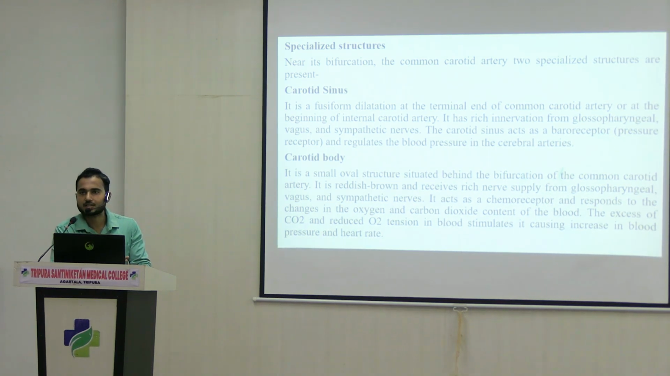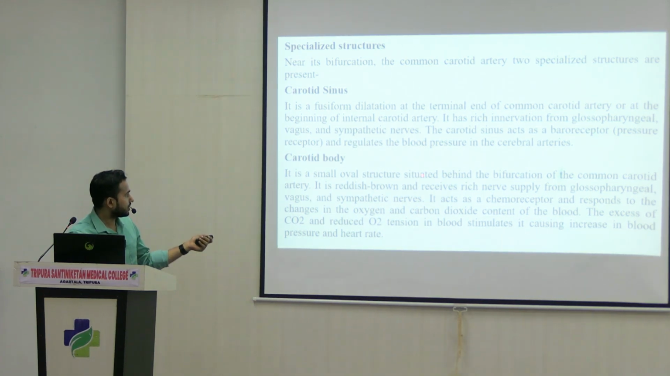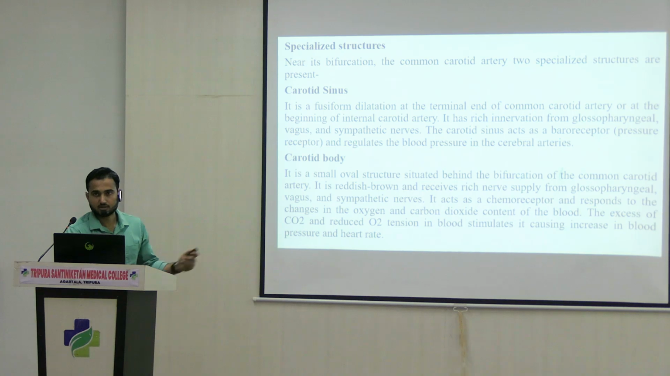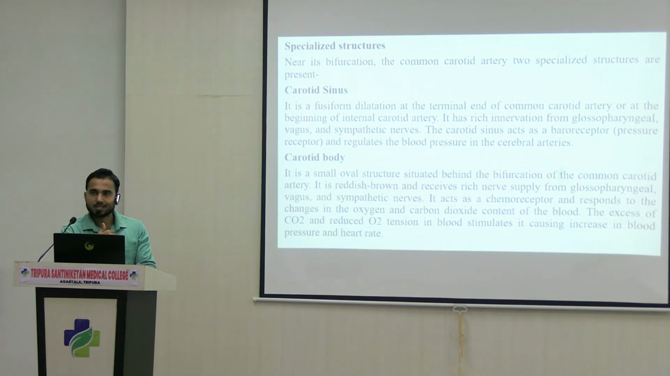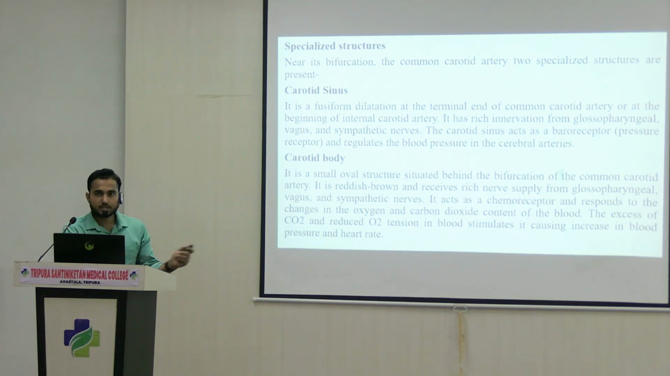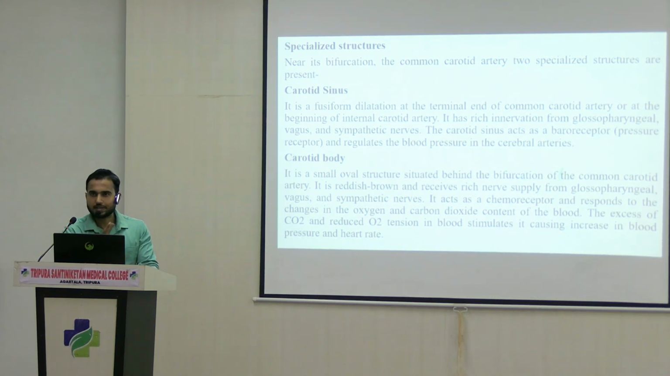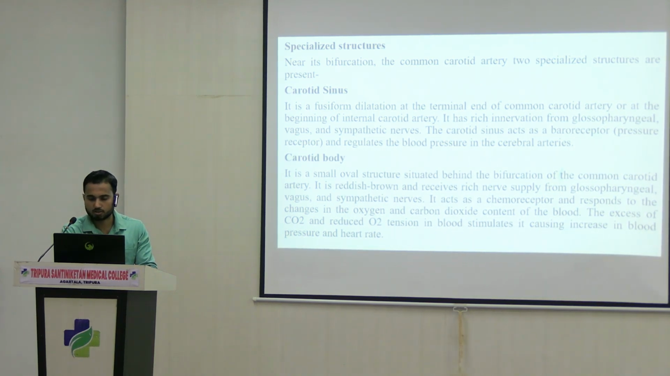Next, another structure is called the carotid body. Now, what is this carotid body? It is a small oval structure situated behind the bifurcation. As I said, both structures are situated near the bifurcation. One is at the terminal end of the common carotid artery, and another is situated behind the bifurcation. The carotid body is an oval structure, reddish brown in color. Different types of cells are there, type 1 and type 2 cells, which will be discussed in histology. It also has a rich nerve supply from glossopharyngeal, vagus, and sympathetic nerves.